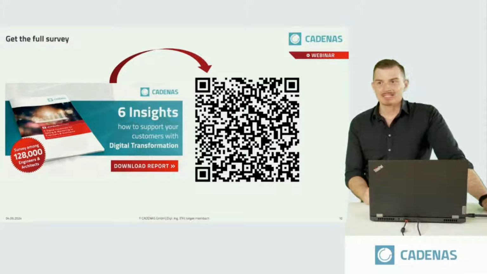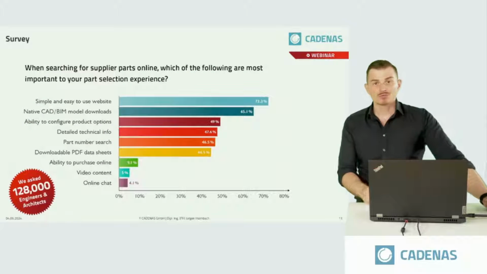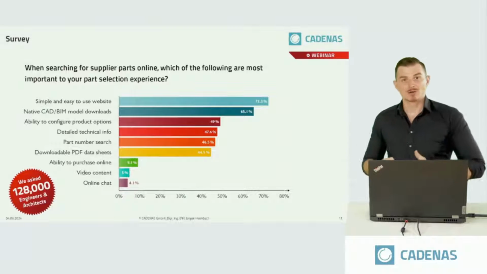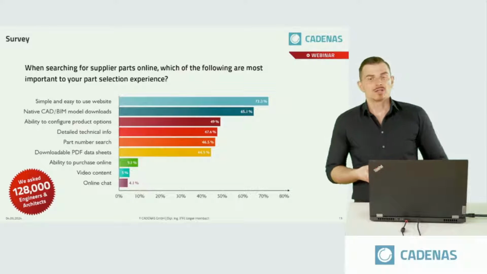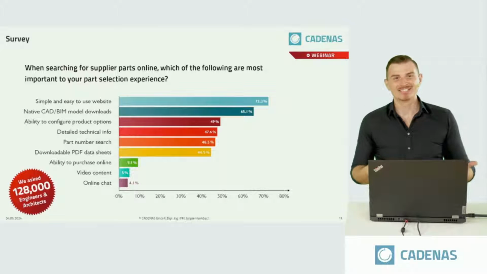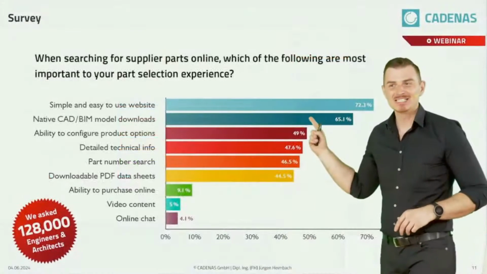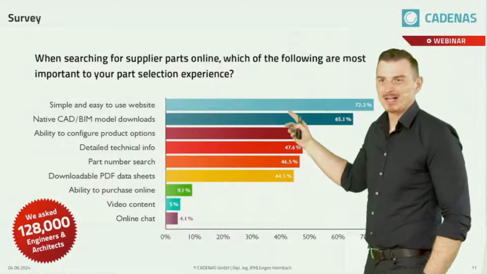So let's dive into some insights. The first question is, we asked the engineers, when you go to a website of a manufacturer, what does this website need to look like? And of course, the number one answer, it's no surprise, it should be easy to use, and of course, very simple.